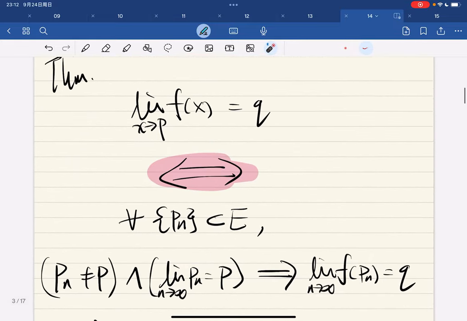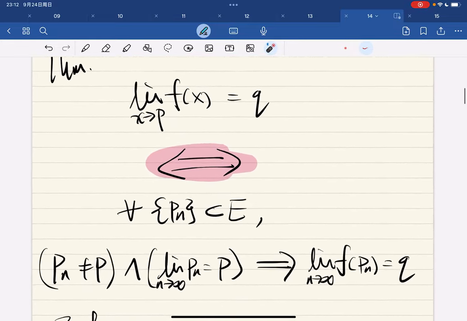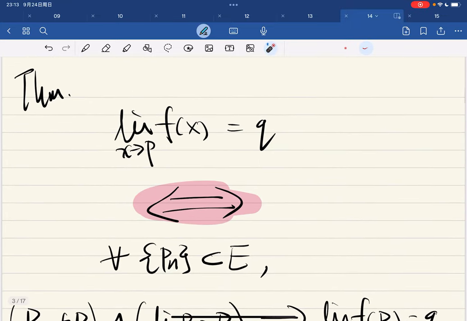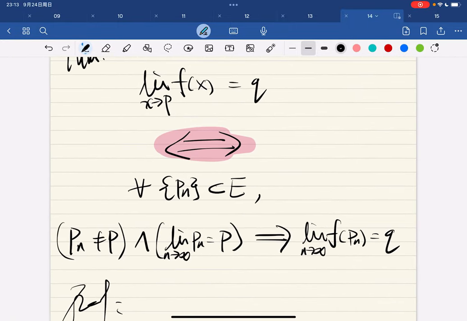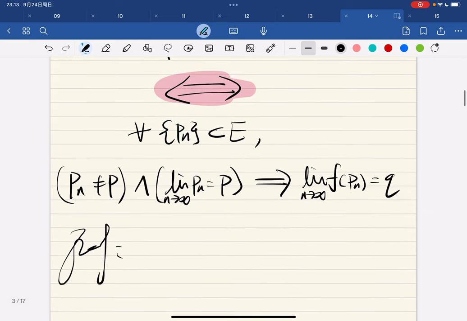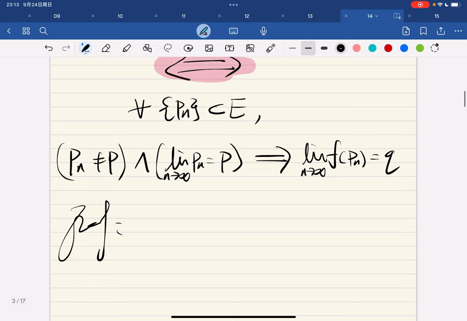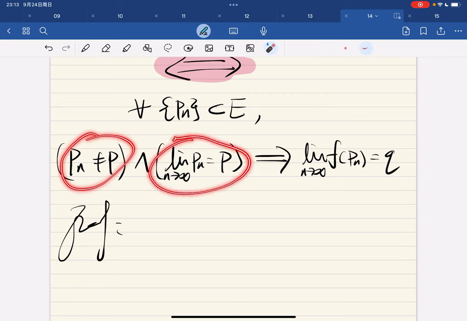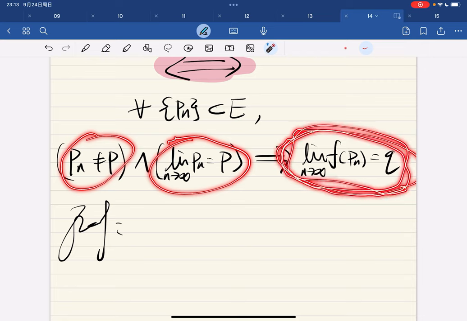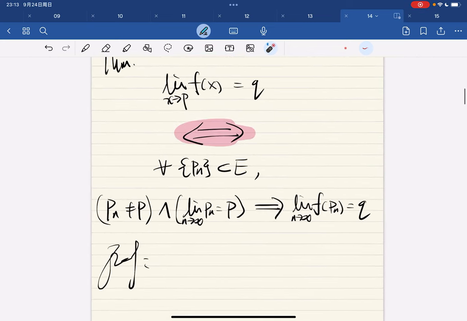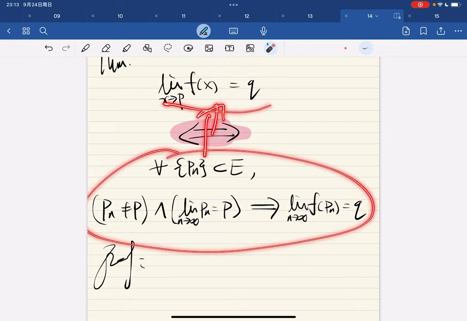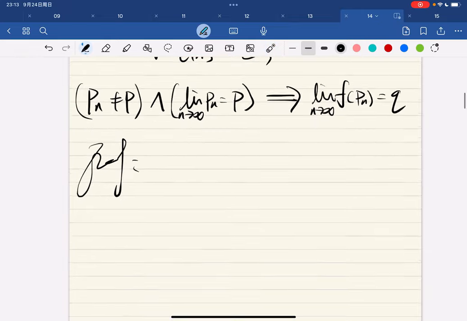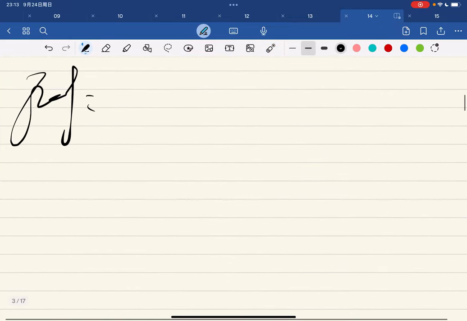Here's an important characterization of limits of functions using sequences. The limit of f(x) as x approaches p is equal to q if and only if, for any sequence p_n in E, if p_n is not equal to p and converges to p, then this implies the sequence f(p_n) converges to q. So this implies this, and also this implies this. We shall prove it. We start with this direction first.